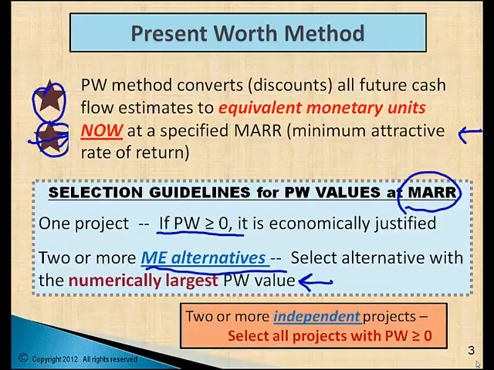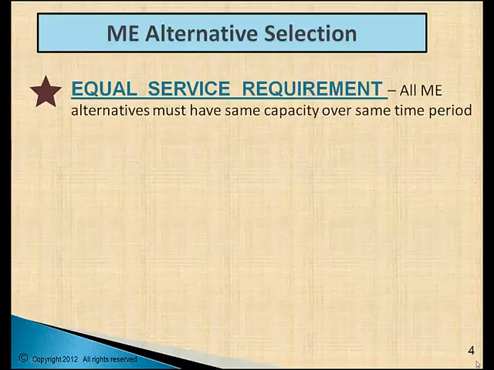Finally, if there's more than one project and the projects are independent, all of the projects with PW greater than or equal to 0 are acceptable, as they are projected to return at least the specified MARR. It's important to remember that these independent projects do not compete with each other, as do the mutually exclusive alternatives. Let's concentrate on multiple ME alternatives for this slide.